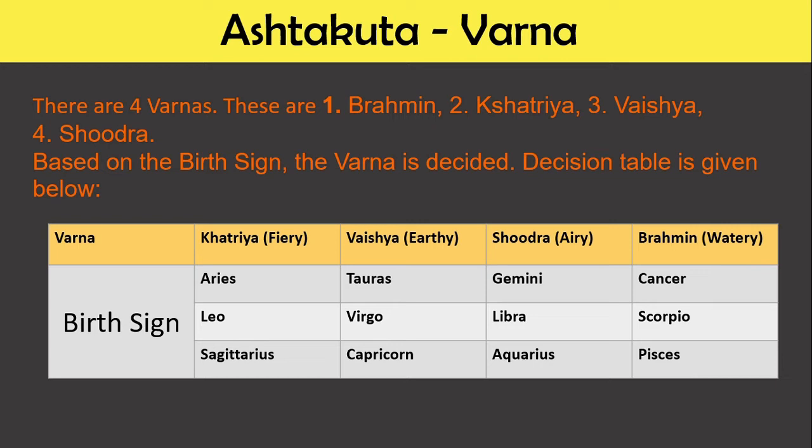If you look closely at the table, you can see all the fiery signs have the Kshatriya varna. All the earthy signs have the Vaisya varna. All the airy signs have the Shudra varna. And all the watery signs represent the Brahmin varna.